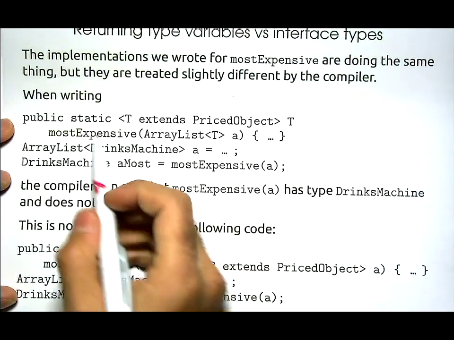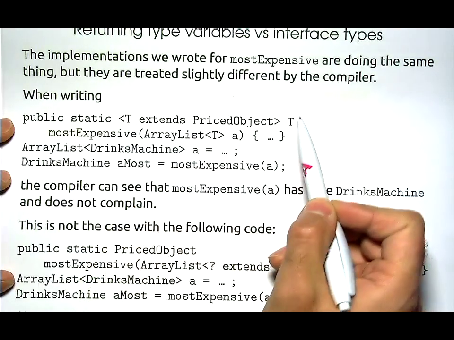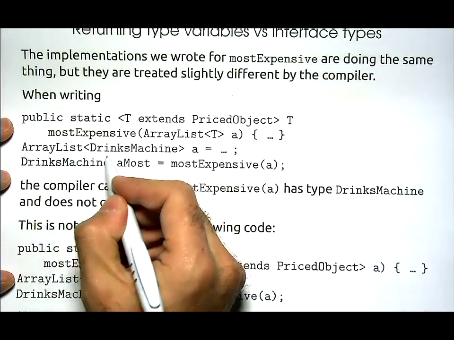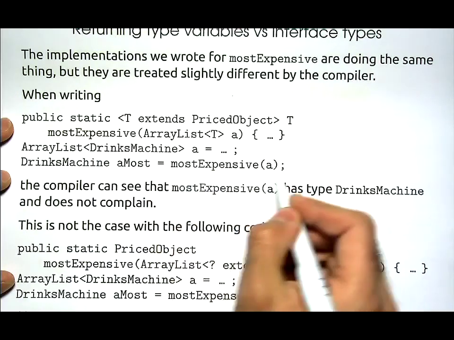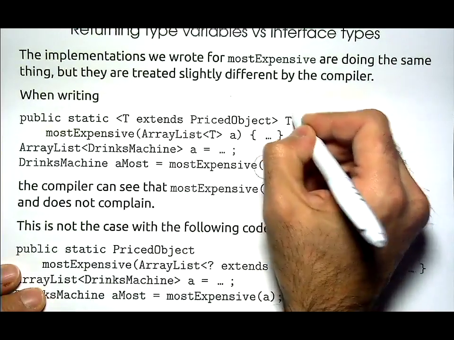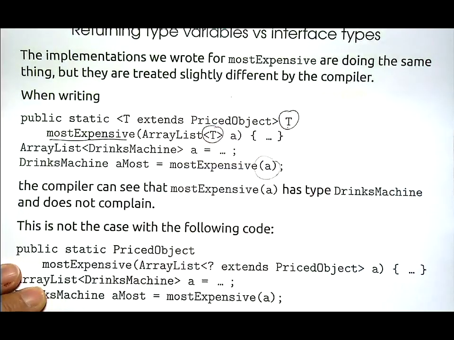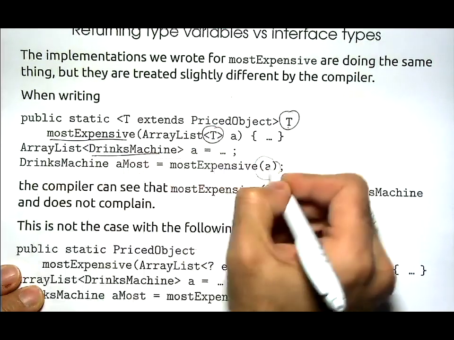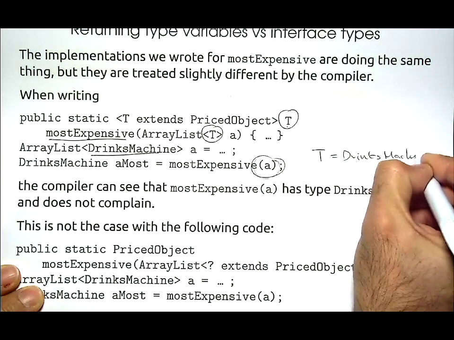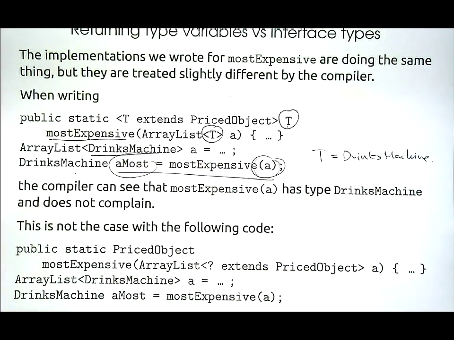So, coming back here, in the case where I had the code which returns the type variable T, and I have mostExpensive, I can create an array list of DrinksMachines and call mostExpensive on the DrinksMachines. Now the compiler can see that this method will return something of type T, and the type T is the same as the type T you give it as an input. Here you gave me as an input a DrinksMachine, so therefore T is DrinksMachine, and the compiler can see that this is well typed. So this will return a DrinksMachine and it's happy.